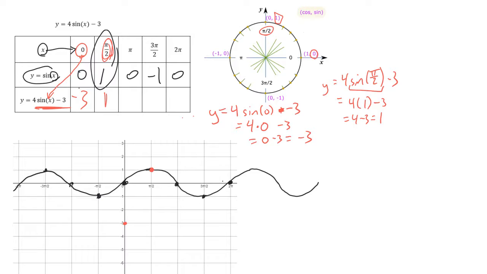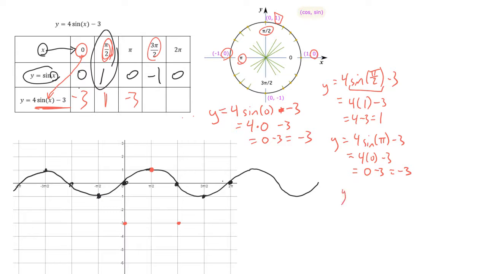What happens when I plug in pi? I'll do that right here. 4 times sine of pi minus 3. The sine of pi is right here, and that's 0. So I have 4 times 0 minus 3. What is 4 times 0? It is 0. 0 minus 3 is -3, and I'm back here. Let's keep going. So here's -3.